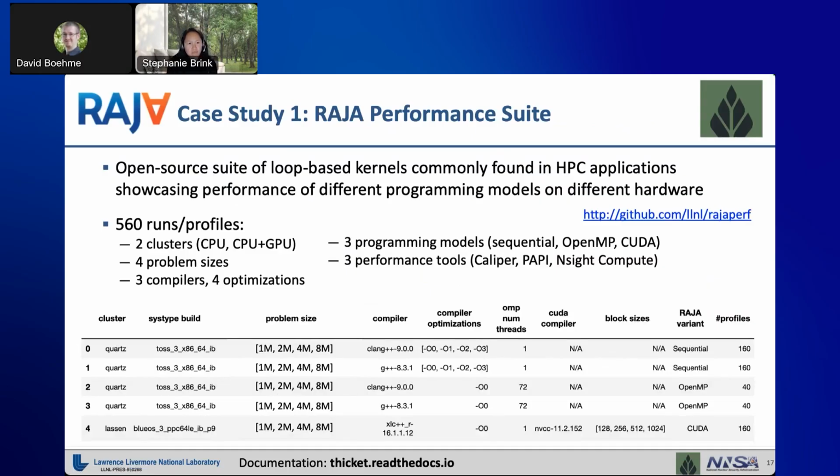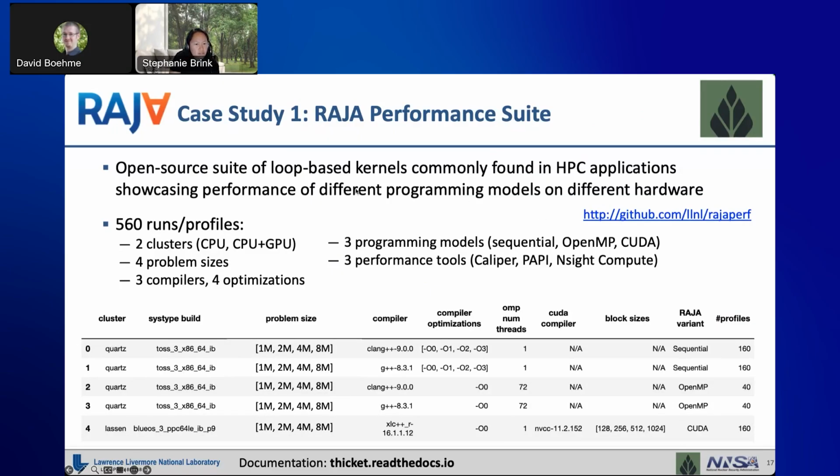So we're going to look at some case studies that we used first with some Thicket analyses in the next few slides. The first one is the RAJA Performance Suite, and this is an open source suite of loop-based kernels that we commonly find in HPC applications. This is really a way for us to showcase the performance of different programming models across different hardware. And there's a GitHub link here on the right.